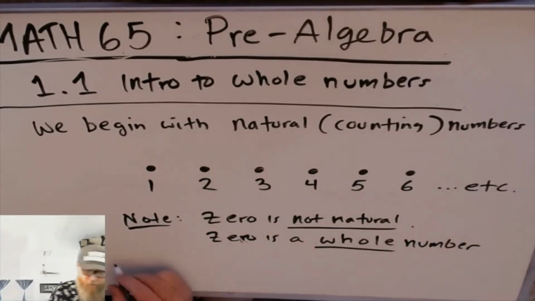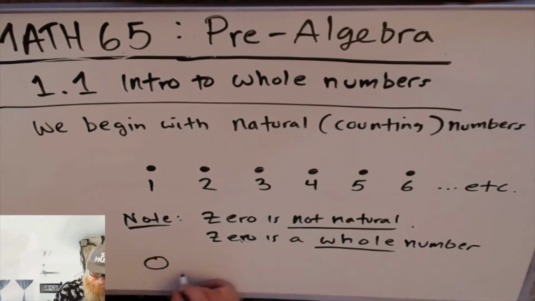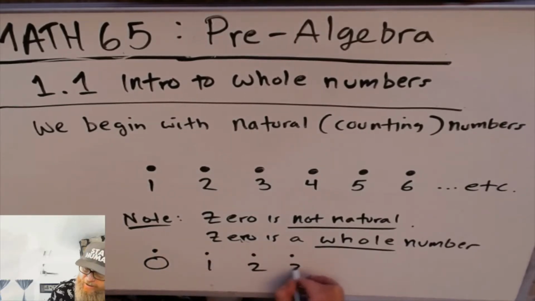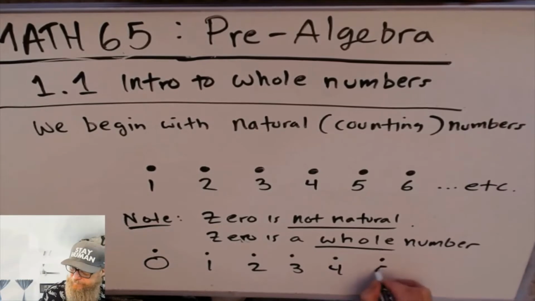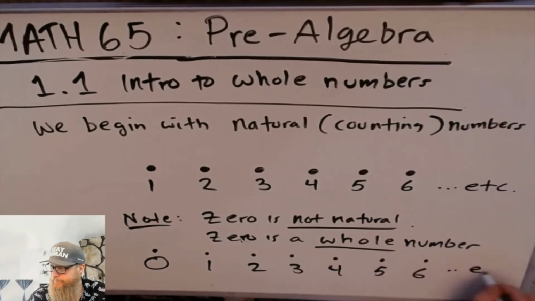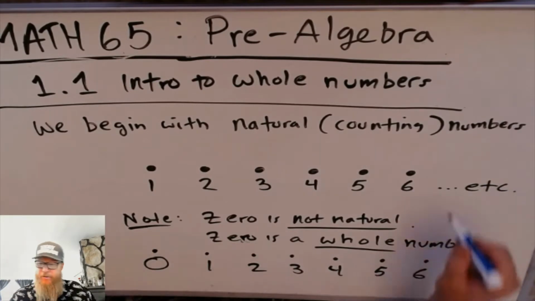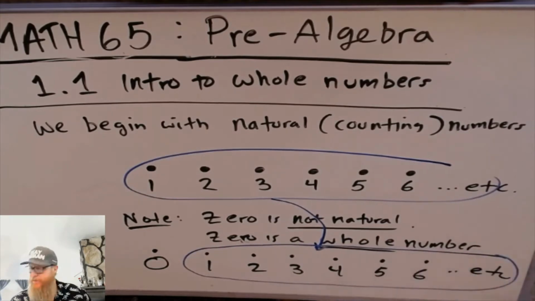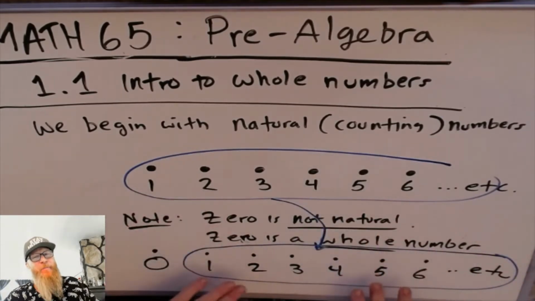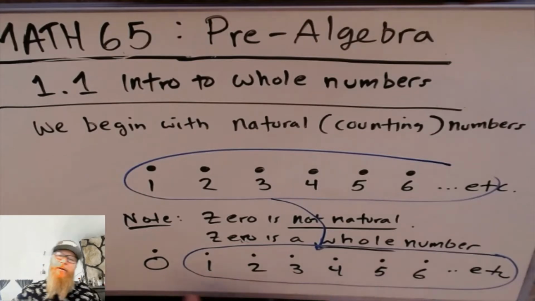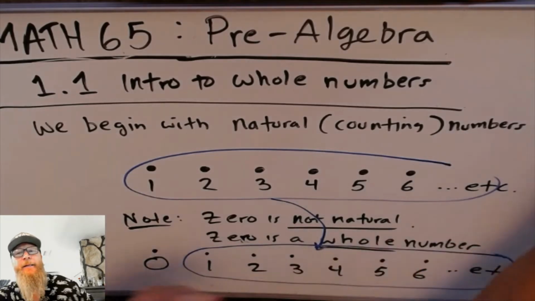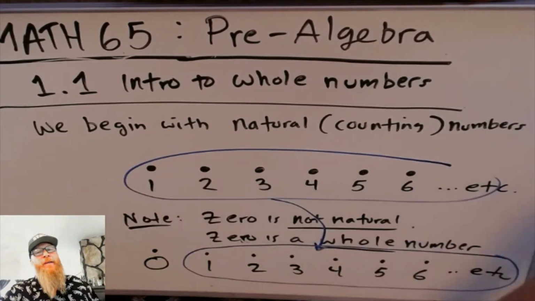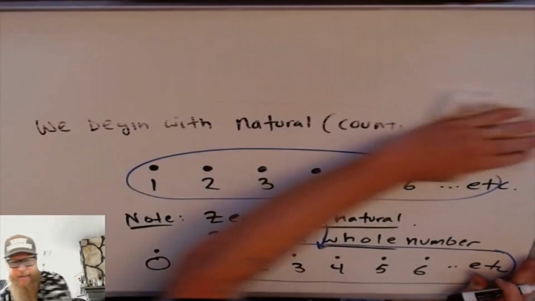So the whole numbers start with 0. They include all the natural numbers. So the natural numbers are what we refer to as a subset of the whole numbers. Every natural number is in fact a whole number, but not every whole number is a natural number. Okay. We often draw these on a horizontal line called the number line.